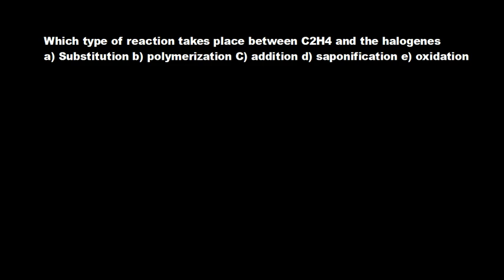Now let's move to the second question. It says, what type of reaction takes place between C2H4 and the halogens? Now, the first thing to do is to actually draw C2H4. So let's draw it.